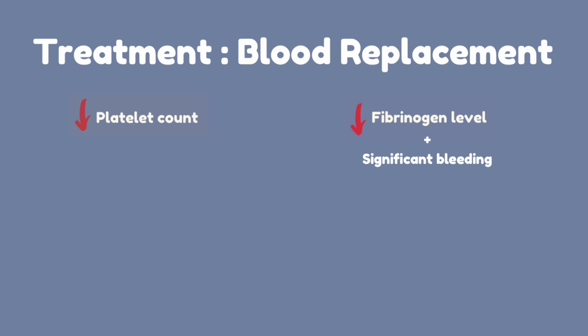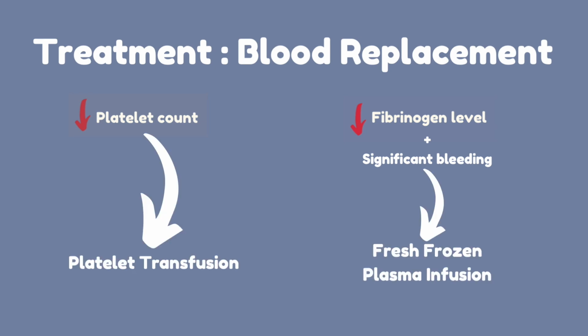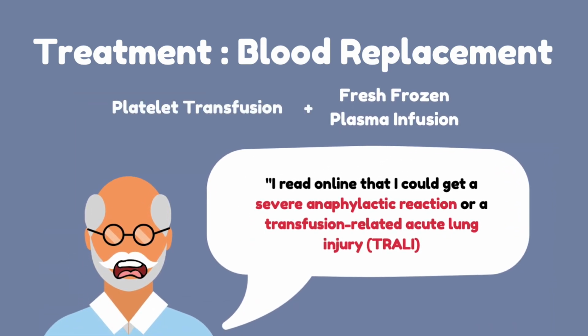Jed's platelet count and fibrinogen were low, and he had some significant bleeding. This indicated a platelet transfusion and a fresh frozen plasma infusion to increase levels of platelets and coagulation factors and inhibitors. After some diligent Googling, Jed found some serious potential side effects of these treatments. He wanted to know if they could happen to him.